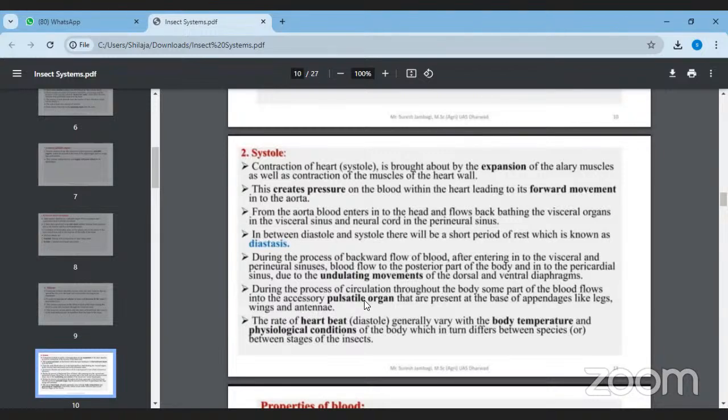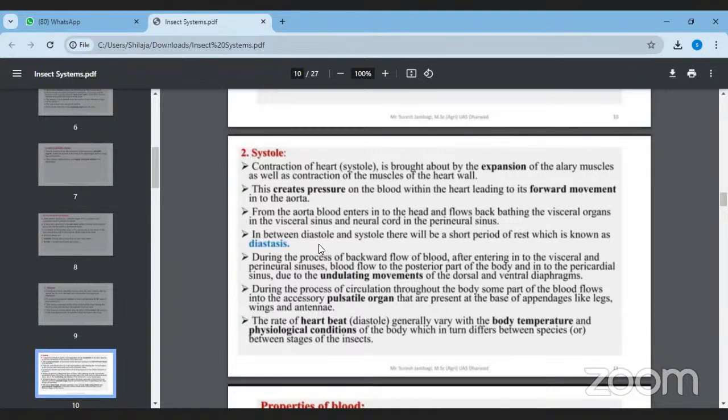So coming to the contraction of the heart, by the expansion of alary muscles as well as the contraction of the muscles of the heart wall, this creates pressure on the blood within the heart, leading to its forward movement into the aorta. So from the aorta, whenever the blood enters into the head and flows back, it bathes the visceral organs in the visceral sinus and the neural cord in the perineural sinus.